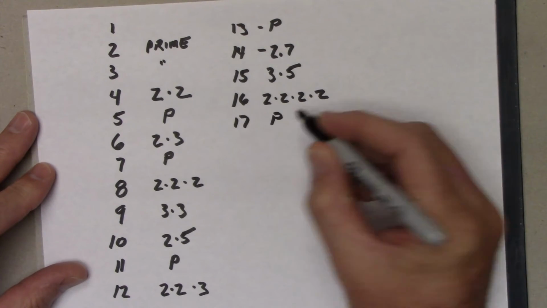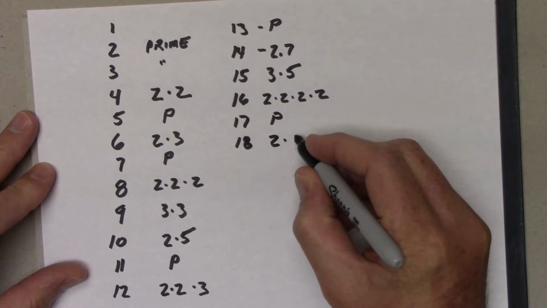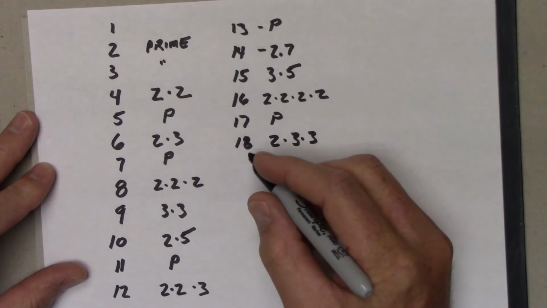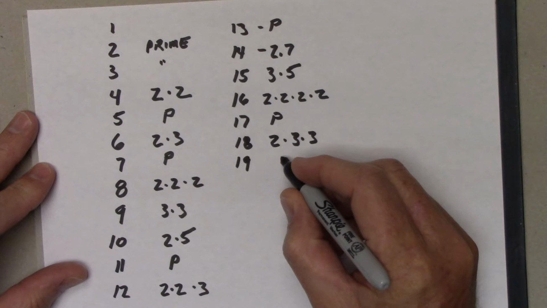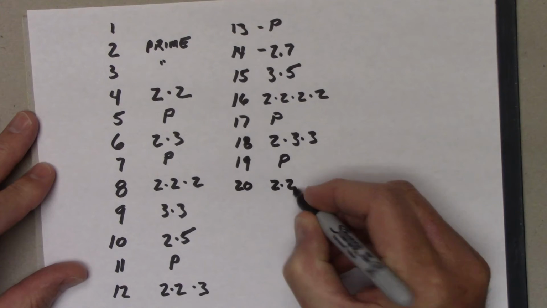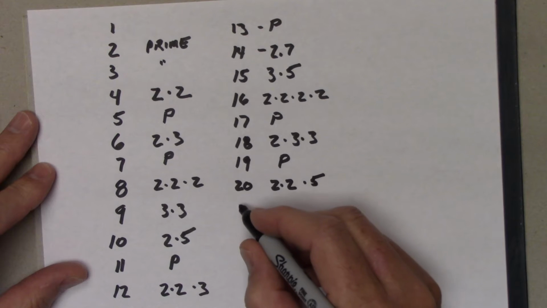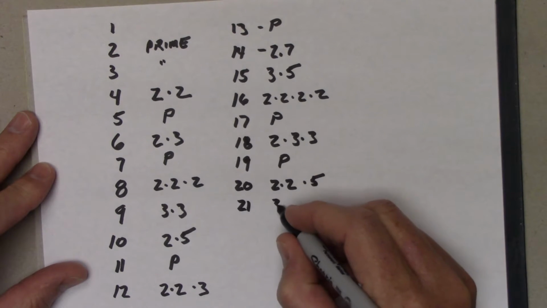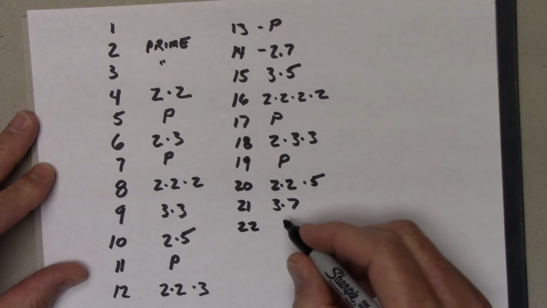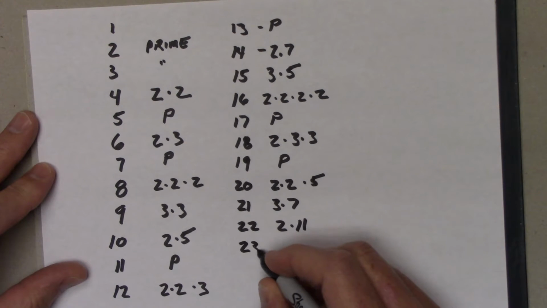17 is prime. 18. Prime number of 2 times 3 times 3, or 2 times 9. 19 is prime. 20. 2 times 2, that's 4, times 5 is 20. 21, the prime of 3 and the prime of 7. 22, the prime of 2 and the prime of 11. 23 is prime.